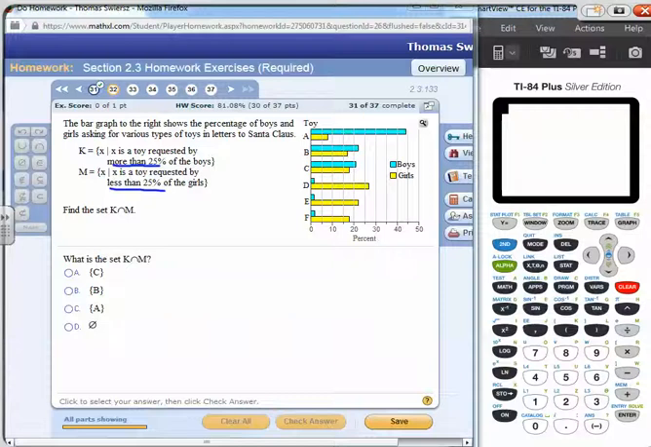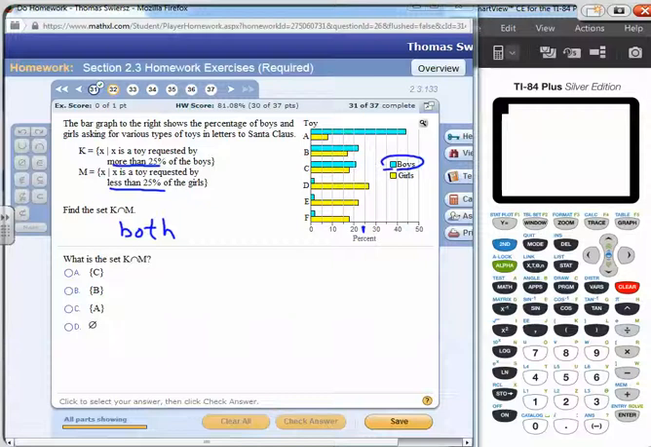So it must be in both. Intersection means common to both. So the toys requested by more than 25% of the boys. The boys are in green, so more than 25% would be only A, right? The green bar here only goes to 25%, it doesn't quite make it. So A is the only one with boys more than 25%. So that's the only one left.